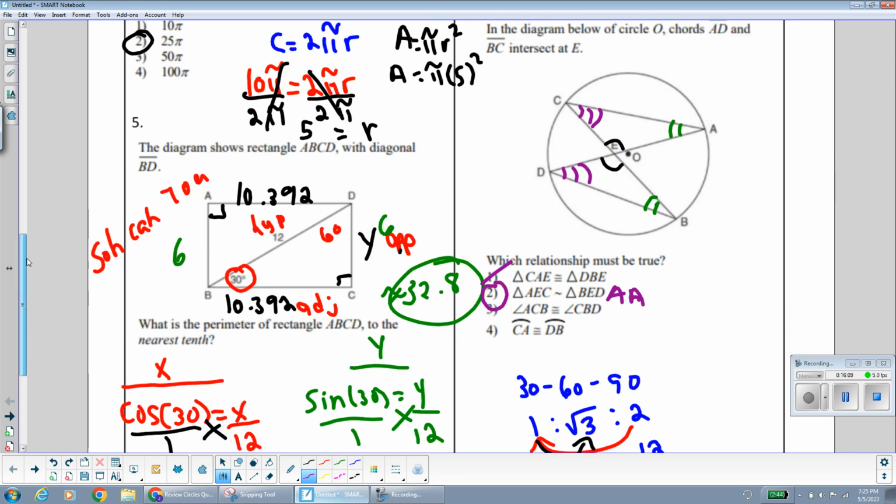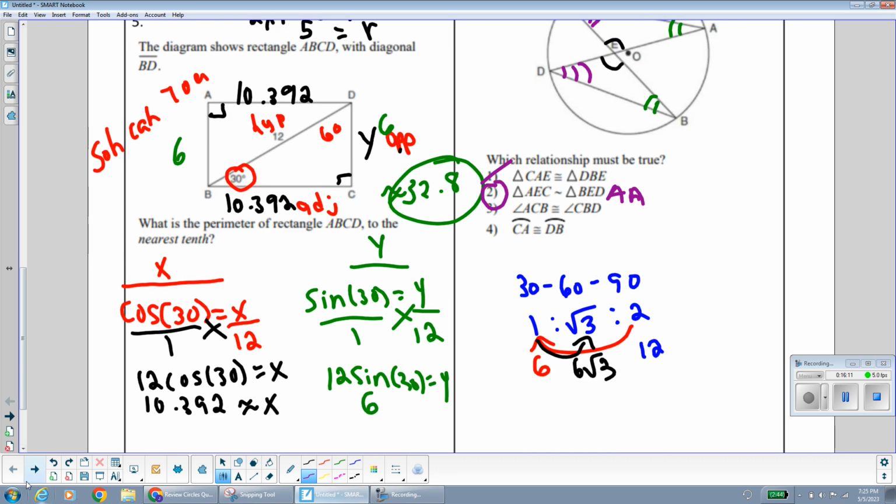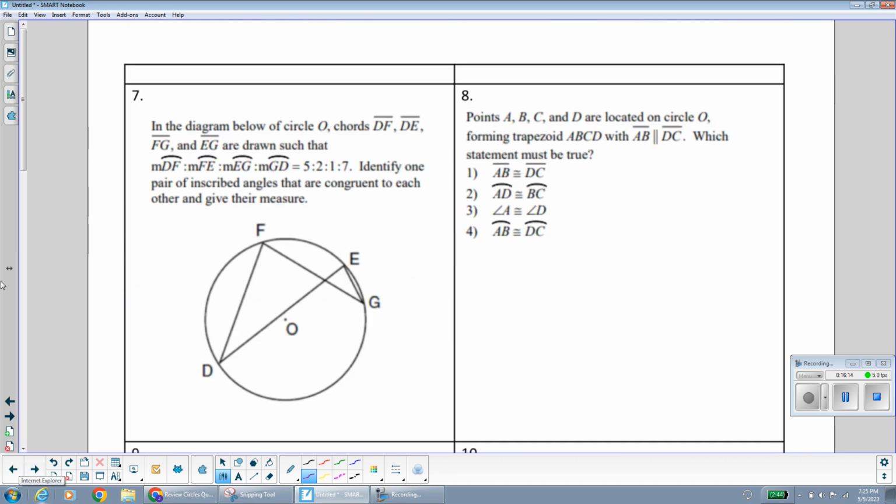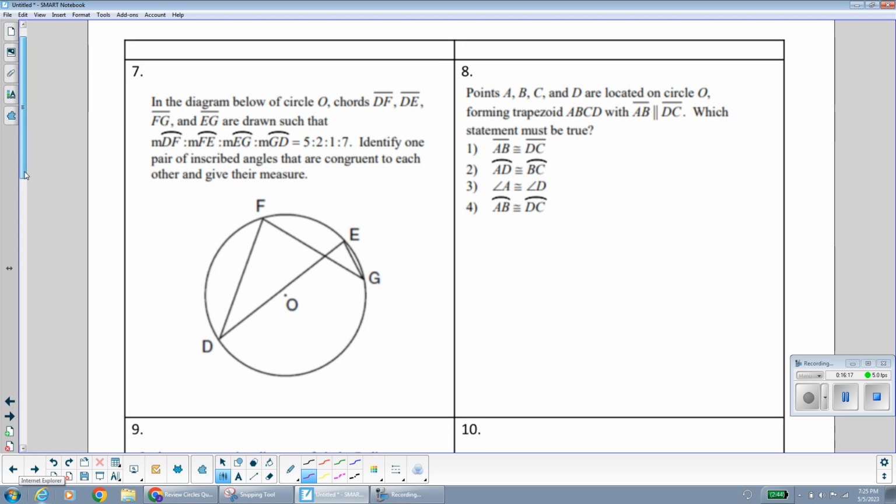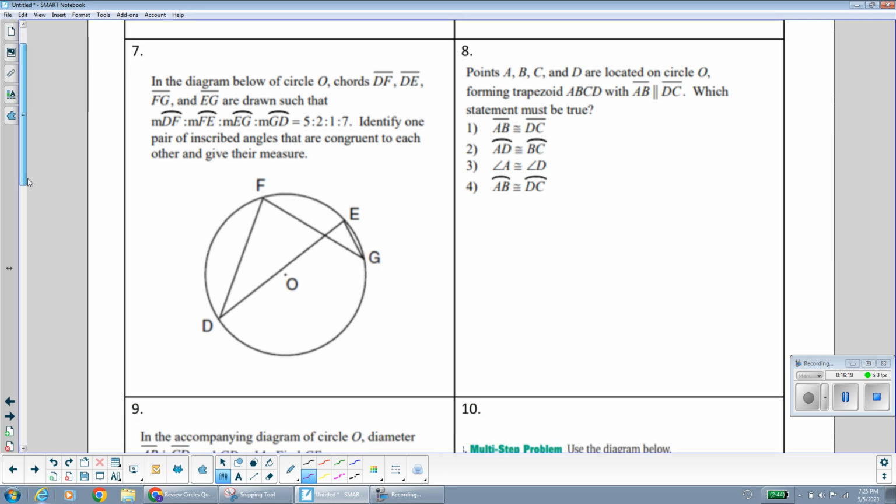The only one we can say for certain is 2. Okay, moving along. So what I'm going to do is represent the arcs and their ratios. DF would be 5x, FE would be 2x, EG would be 1x, and GD would be 7x. And I know that altogether, all the arcs of a circle have to combine to make 360.